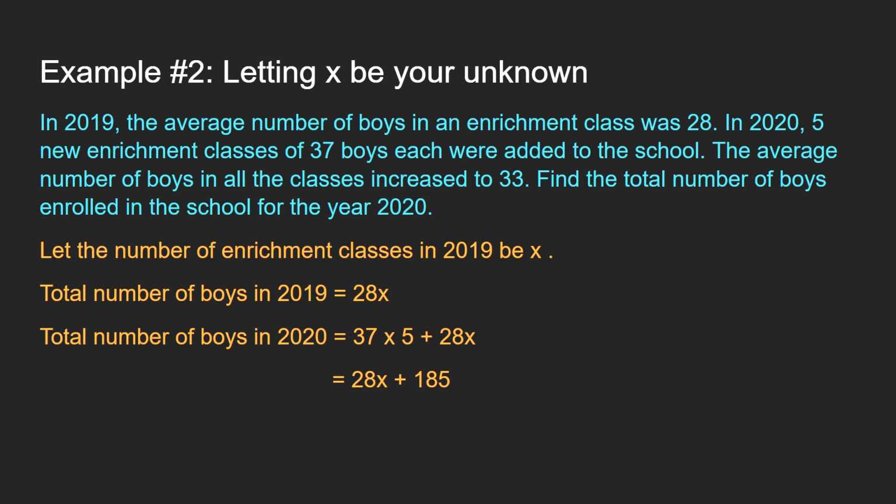Alright, so our next piece of information, the average number of boys in all the classes increased to 33. So, how do we actually use this information to help us solve our question and find the total number of boys enrolled in the school for the year 2020? Okay, so first, we make use of this fact that the total number of enrichment classes in 2020 increased from x to x plus 5.